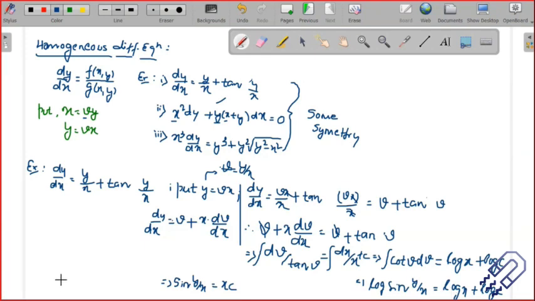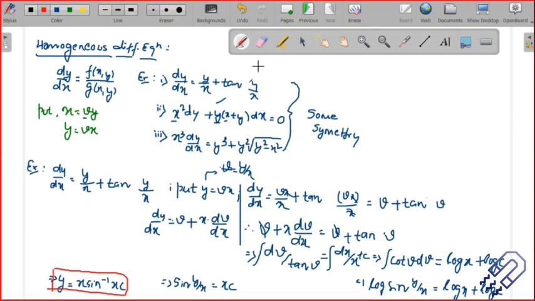Whenever you're writing down the solution, you have to basically write it down in terms of y. So y is equal to x sin inverse of xc. So that will be your answer. So this way you can solve it. The second part is easy. You have to just do the substitution and solve it correctly.